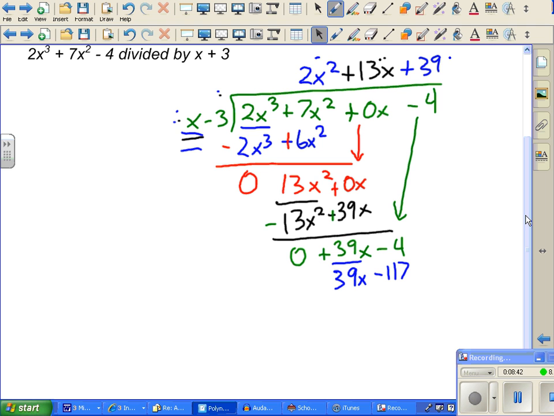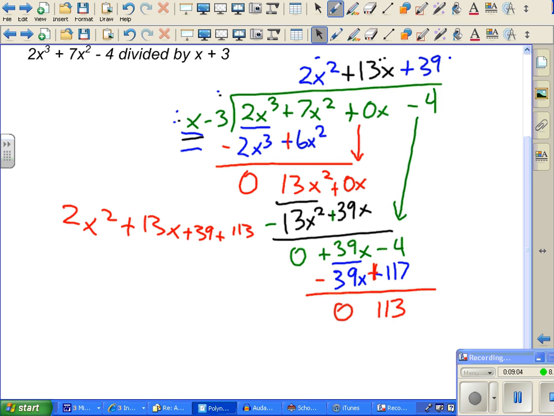Okay, now we change our signs. Oops, so now that's a plus. So we got a 0, and we got negative 4 plus 117. That's going to be 113. Okay, so my answer then, 2x squared plus 13x plus 39 plus 113 over x minus 3. Because again, we put the remainder over what we divided by.